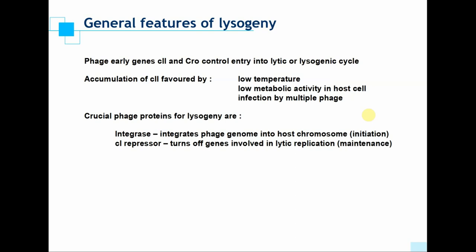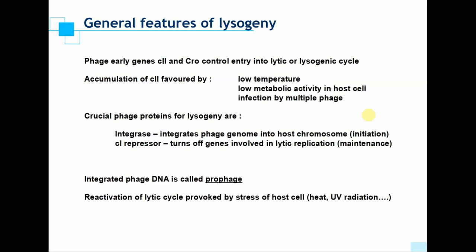So in order for this to make sense, it has to be possible for the prophage to be reactivated, okay? Because there's no point integrating into the bacterial chromosome forever. That's it, your existence as a virus is finished if you do that. So lysogeny has got to be reversible.